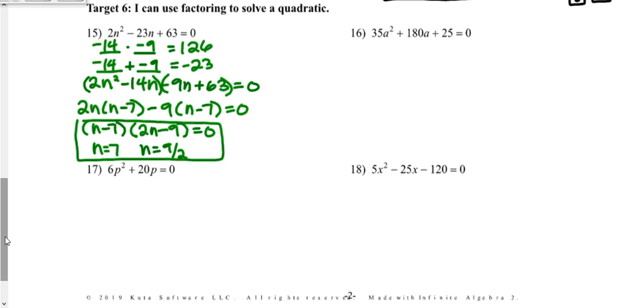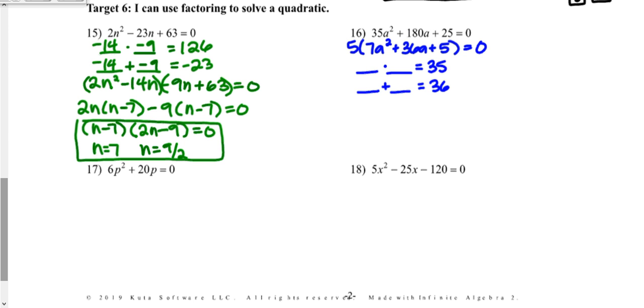All right, I think we have a common factor over here of 5. So if I take out a 5, that would leave me with 7a squared plus 36a plus 5. So I'm looking for numbers that multiply to give me 35 and add to give me 36. So 35 and 1 would work.